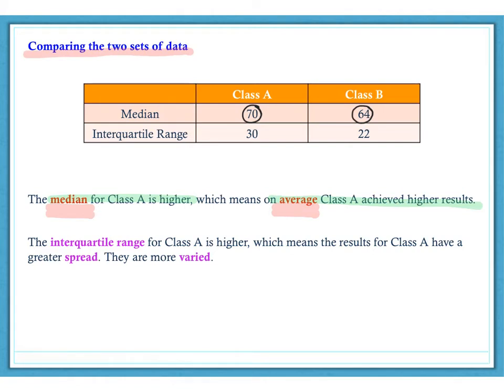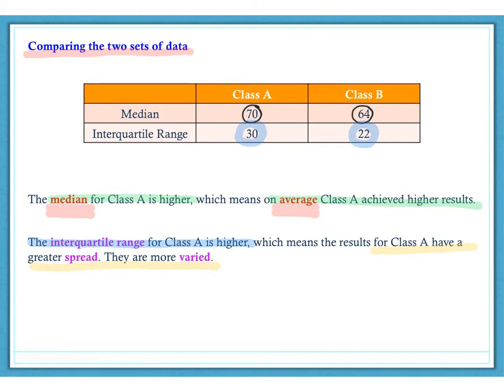Now, let's have a look at the interquartile ranges. The interquartile range for class A is 30 compared to the interquartile range for class B, which is 22. So that might be the first statement that we make. The interquartile range for class A is higher. But what does that actually tell us? What does that actually mean? Well, it tells us that the results for Class A have a larger spread. They are more varied because their interquartile range is larger.